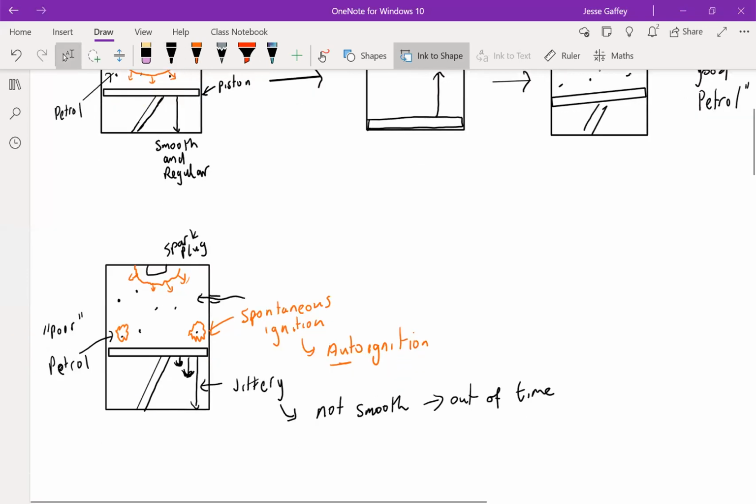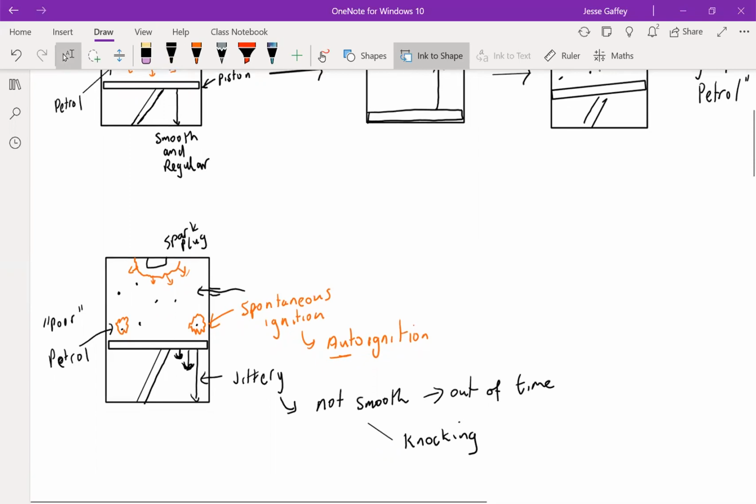Now, how would you know that this was happening? Well, it's often described as a knocking because it sounds like the engine is knocking. So the knocking refers to a noise that's made when you burn poor petrol. So sometimes this is called knocking or auto ignition. It's called knocking. Now, what are the problems with knocking?